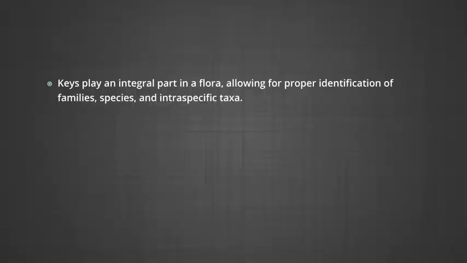Identification of an unknown species is usually made by using the key. That is a device in which successive choices between contrasting statements are followed until the correct name is found by the process of elimination. Keys play an integral part in flora, allowing for proper identification of families, species, and interspecific taxa. Monograph. In biological taxonomy, a monograph is a comprehensive treatment of a taxon.